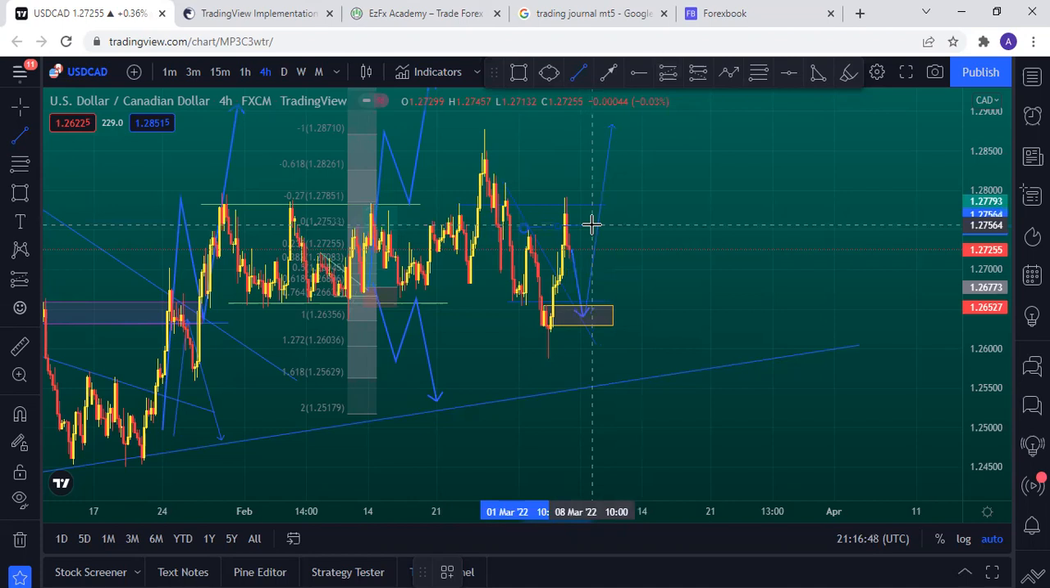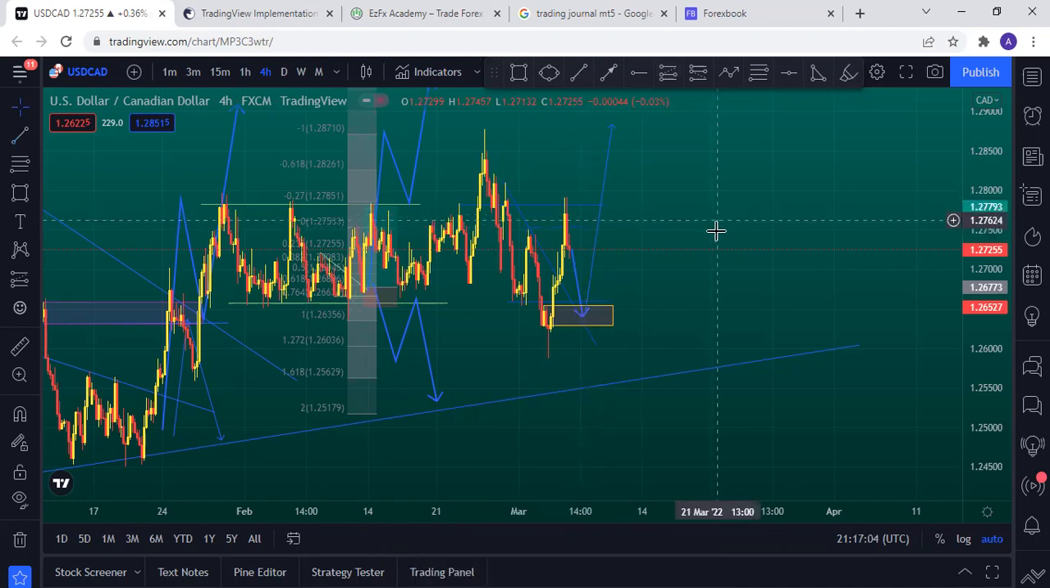So if we're able to get that higher low down there, then it means that we are resuming the bullish trend back to the top. All right, so that's USD CAD. Let's take a look at Euro USD lastly.